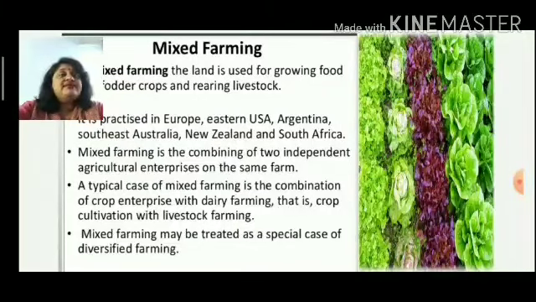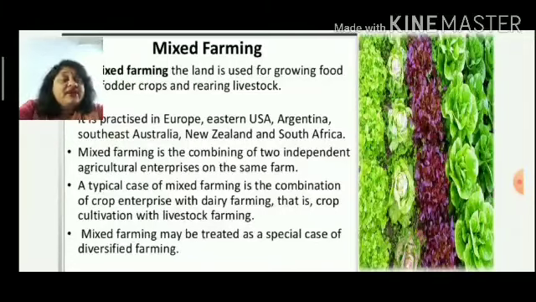Mixed farming is the combining of two independent agricultural enterprises. Here is the word which you can keep in the mind. Again, I am speaking, mixed farming is the combining, when we combine two things, of two independent agricultural enterprises. Okay, one side food crops, another side fodder crops. These two are independent farming. Okay, mixed farming is the combination of these two independent farming methods.